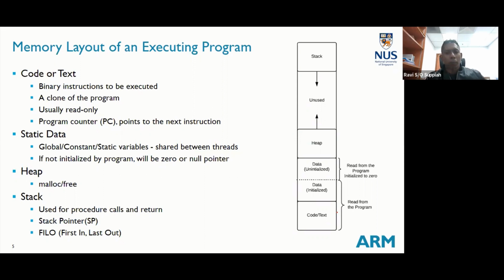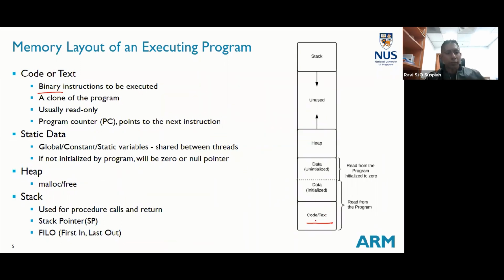Okay, when you compile a program, there are different parts to it. One is of course the code, or the text, which is the binary executable that you compile it to. So that definitely needs some memory space to be stored. And this is where your program counter actually points to, to fetch the next instruction while it is executing.